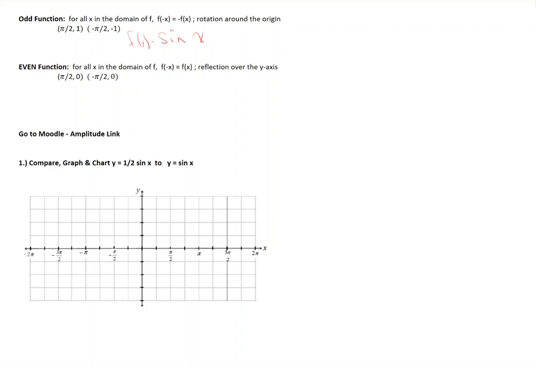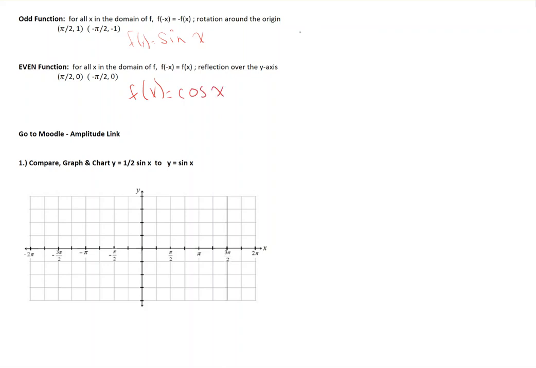And then the definition of an even function is, for all x in the domain of f, f of negative x equals f of x. What happens here is there's a reflection over the y-axis. You can see how that plays out: if I have an x value and then take the opposite, it's going to give you the exact same y value. An example of an even function would be the cosine function.